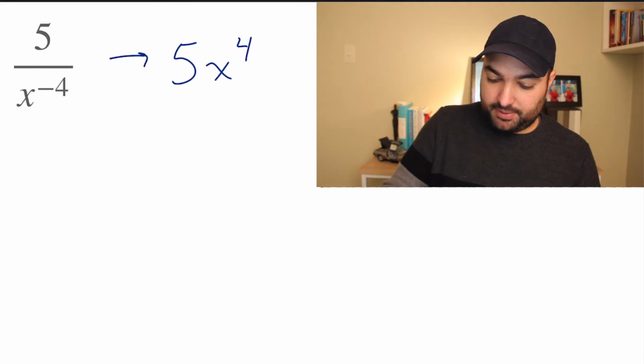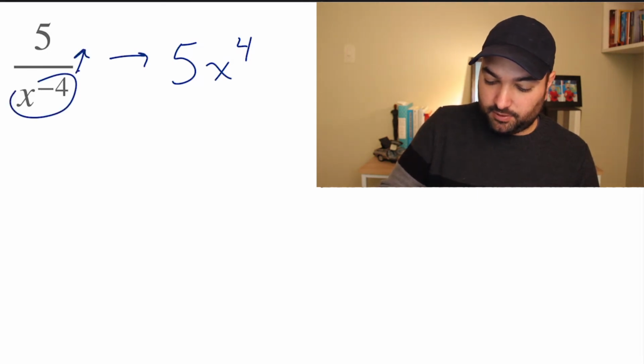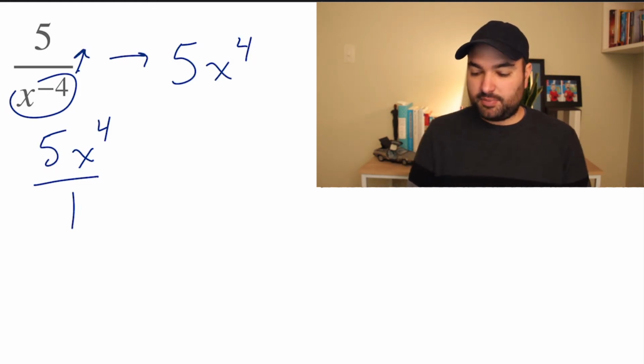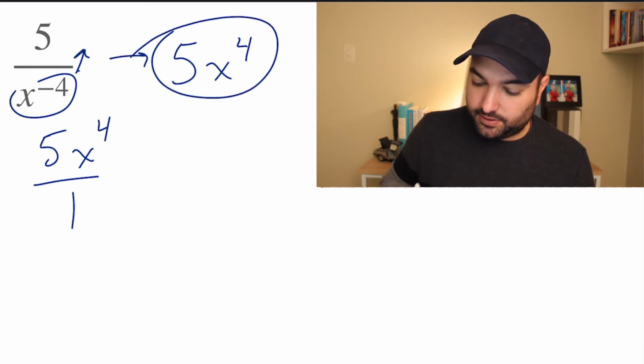Well, what would have happened is that this would have gone up here. We would have had 5x to the power of 4 over 1, but we don't really write it over 1. We just leave it as 5x to the power of 4. So here's our answer there.